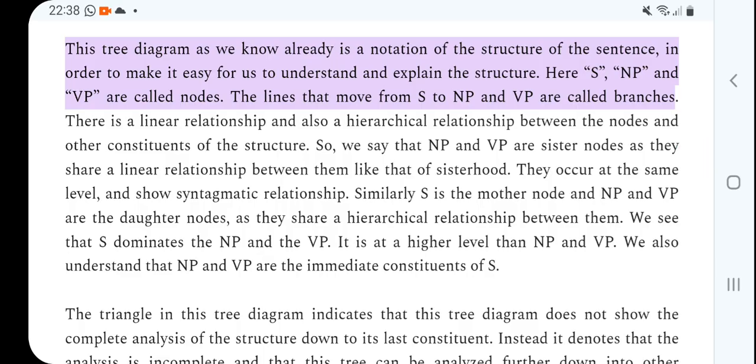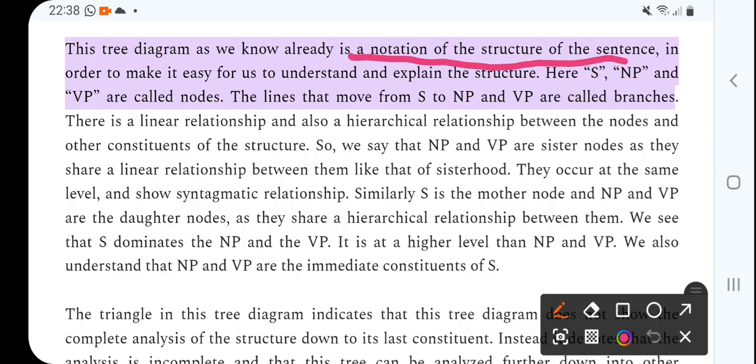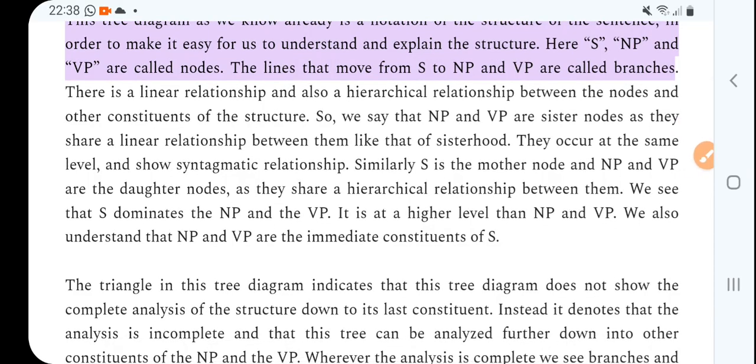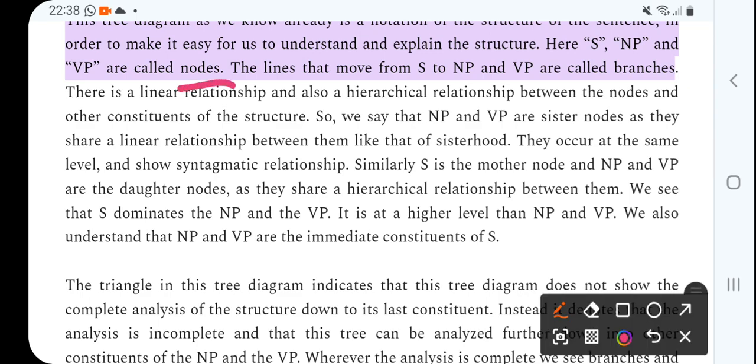Tree diagram is the notation of the structure of the sentence, meaning how the sentence is arranged, in order to make it easy for us to understand and explain the structure. So why do we make a tree diagram? So that we can understand the structure of the sentence. Here S, NP and VP are called nodes.